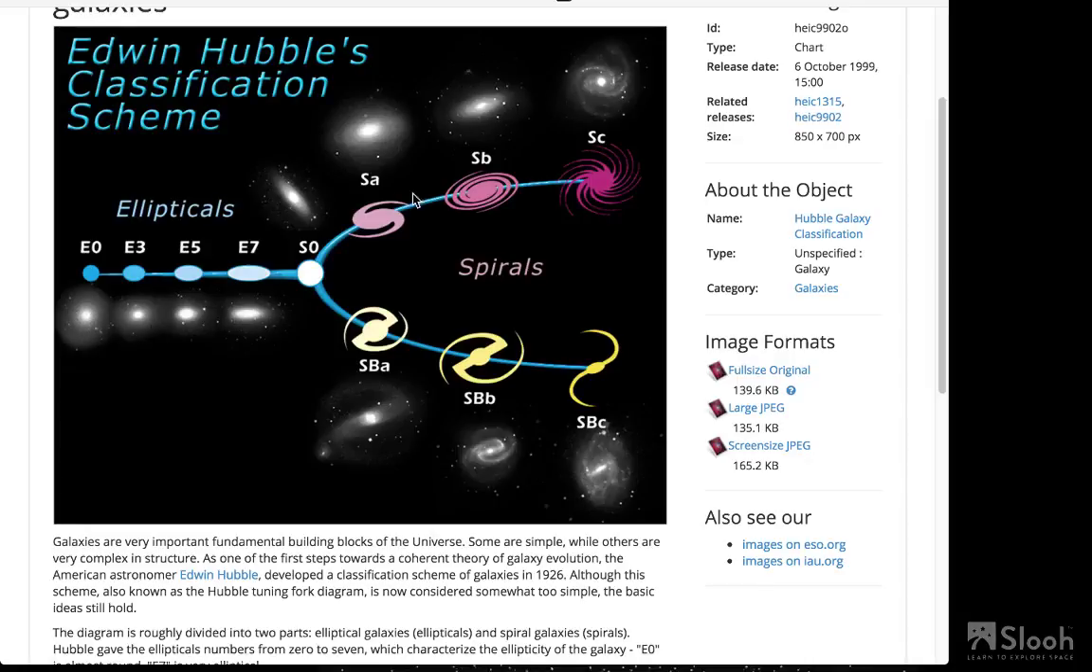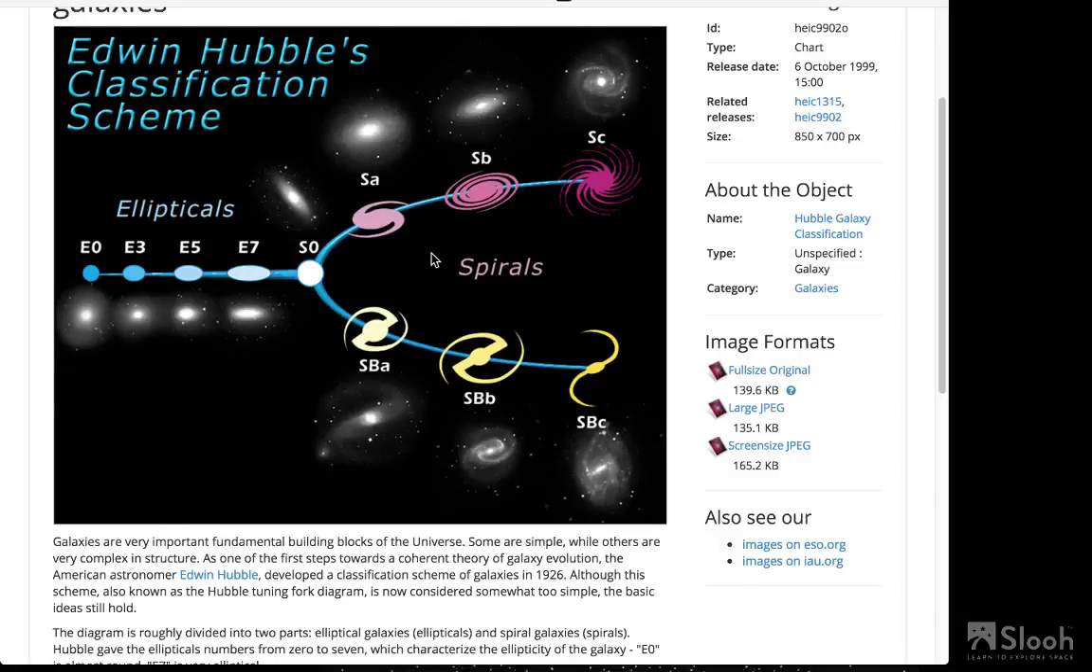Then we break into our spiral galaxies. So right before we break into the actual spiral shape, we have what we call an S0 galaxy. This is kind of an intermediate type between an E7, a really elongated elliptical, and an actual spiral galaxy. They're not ellipticals because they do have what we call a bulge and a disk, which is the definition of a spiral galaxy. It has to have a bulge and a disk. The bulge is around the center.